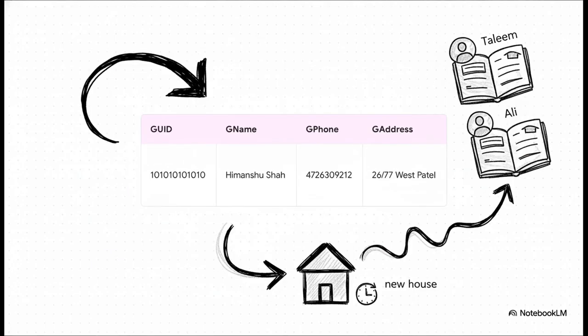And where does that ID point? Right over to the guardian table. Himanshu Shah's details, his name, his phone number, his address, are now entered exactly one time in their own dedicated home. Redundancy is totally defeated. Because think about it, if Himanshu moves to a new house, we just update his address one single time in this table. Instantly, both Talim and Ali's school records reflect the correct information because they both reference the single source of truth. It's a total game changer.